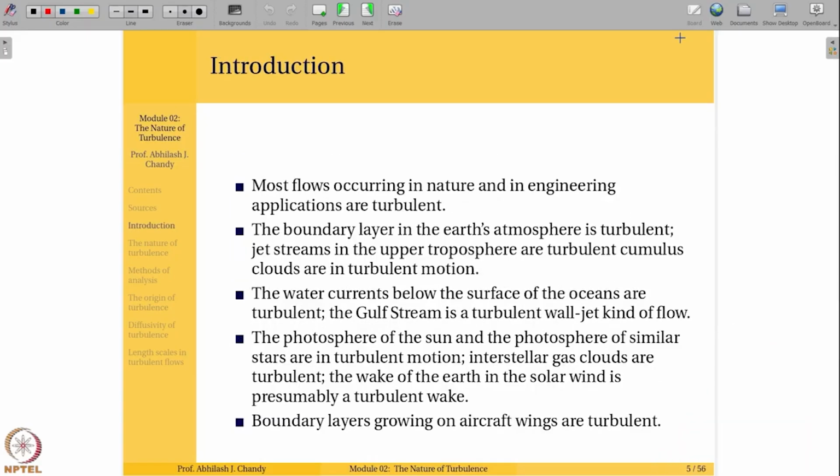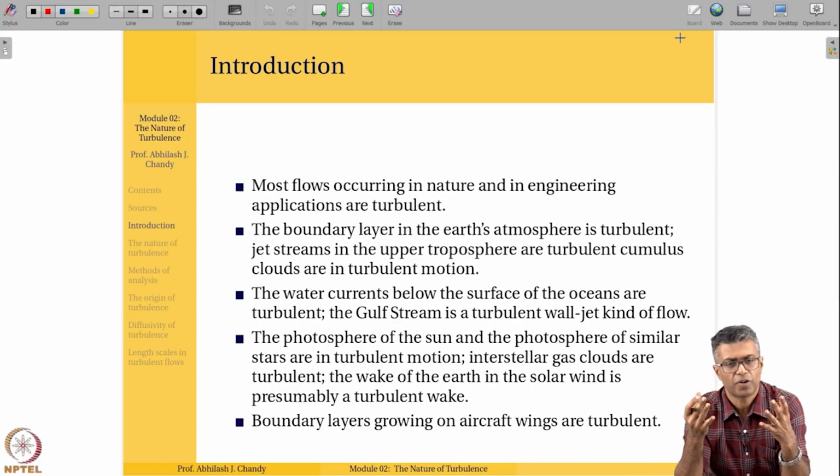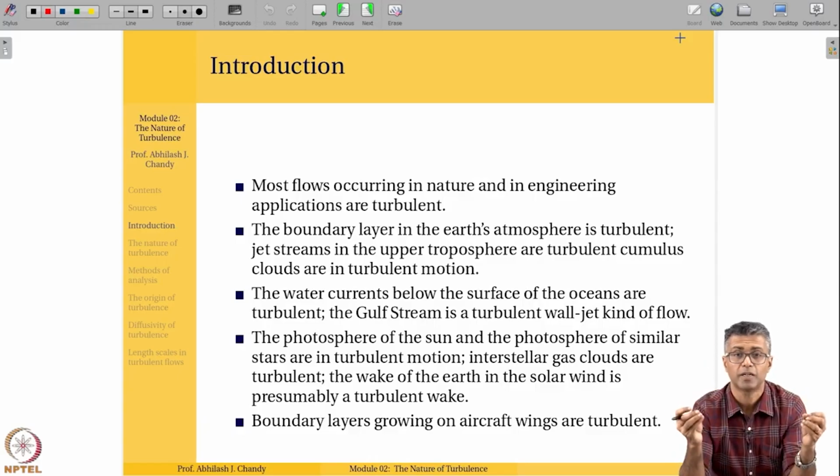So as an introduction, and some of this we have already covered in the previous module, a lot of the flows that occur in nature and engineering are turbulent. I have already mentioned that. We looked at several different examples. Some more examples, some of them might be repetitive. The boundary layer in the Earth's atmosphere, that's turbulent. The jet streams in the upper troposphere, that's turbulent. And the turbulent cumulus clouds, they are turbulent. These are examples of flows that occur in nature.